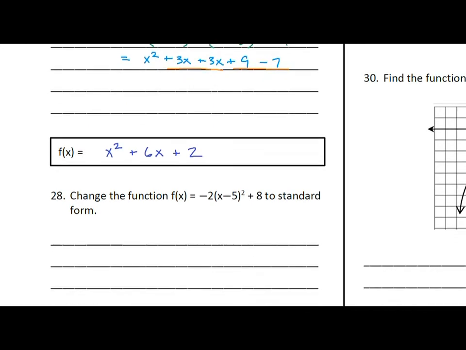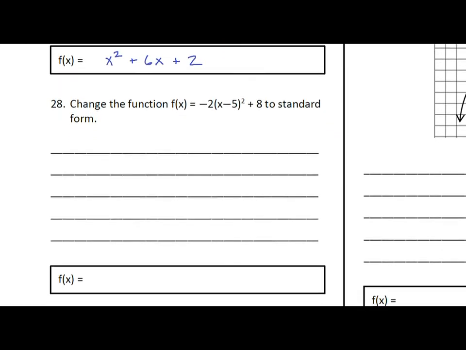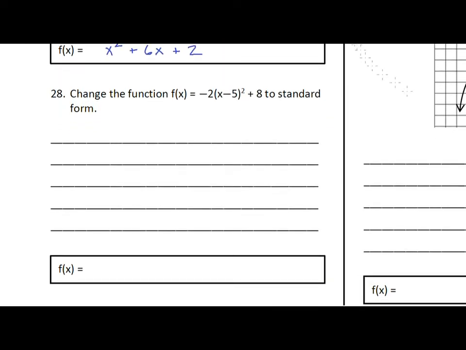Alright, we've got to change the function to standard form. I'm going to do the first step for you as a reminder. You should, of course, be trying these on your own. There's going to be f of x is equal to negative 2. This square means multiply this binomial twice.